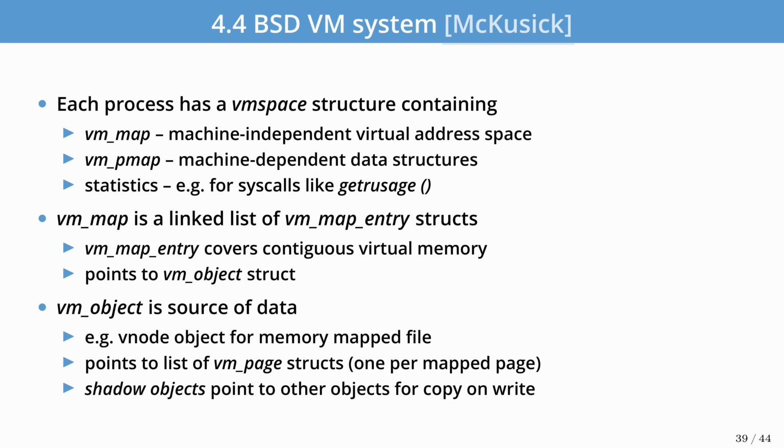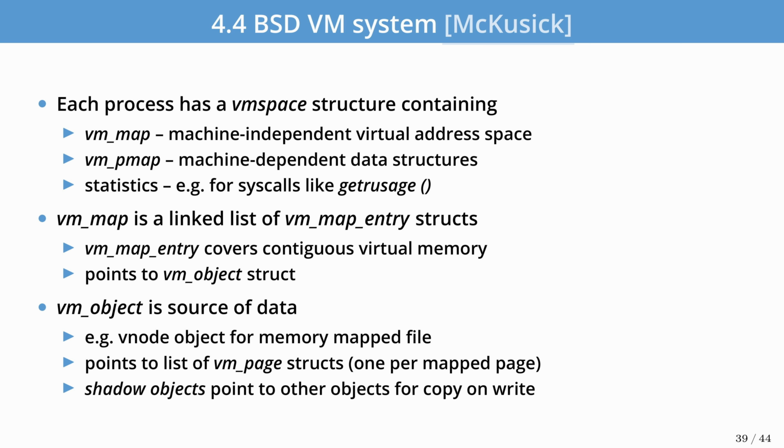So the 4.4 BSD VM system basically says that every process is described by a vmspace. This is the address space, the abstract structure that represents the entire address space of the process. And it contains three main pieces: the vmap, the machine-independent view of virtual memory; the pmap, the machine-dependent data structures for this computer architecture; and some statistics that are used for system calls like getrusage that return statistics back to the application.